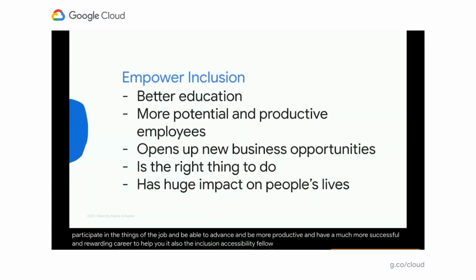Also talking about the inclusion aspect, the better the technology works, the more the person can participate in the things in the job and be able to advance and be more productive and have a much more successful and rewarding career. The accessibility features also allow more inclusion in community and society, and also with your friends and family, because then you're able to communicate with them, connect with them, participate in meetings and training, just all kinds of different things that you can do by being able to use the accessibility features to be more included.